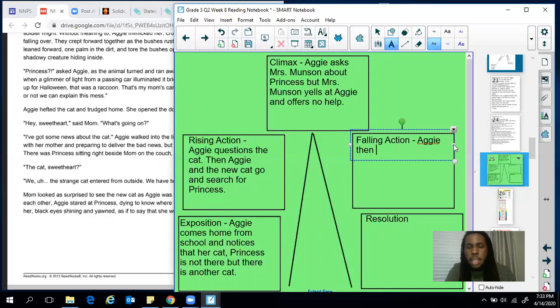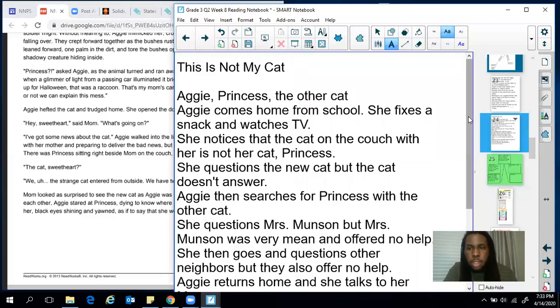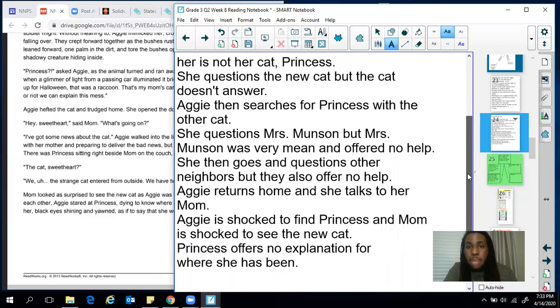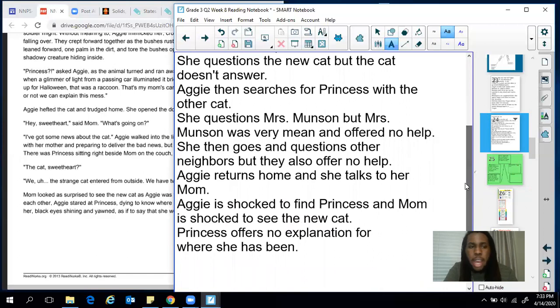Aggie then, what happened? Let me get back to my notes. Friends, this is why these notes are so important. Because I took these notes, friends, I don't have to go back to my passage. I mean, I could have. It's always a really good place to go. But because I took these notes and I got them directly from the passage, friends, I don't have to go back. Okay. So she then goes and questions other neighbors, who offer no help.